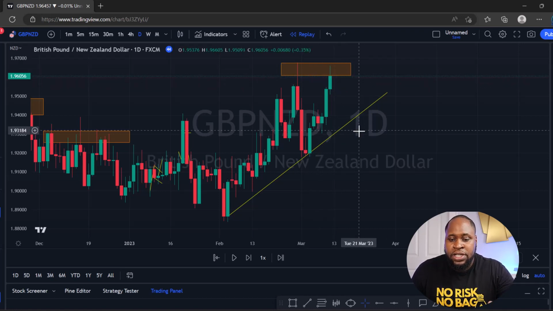So now we've done our job on the daily time frame. We've established that we're on an uptrend, and we've established that there is a major resistance up top. Now with that knowledge, let's go down to the 4-hour time frame and see what else we could find.